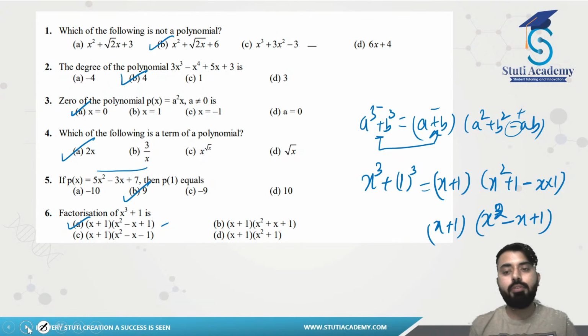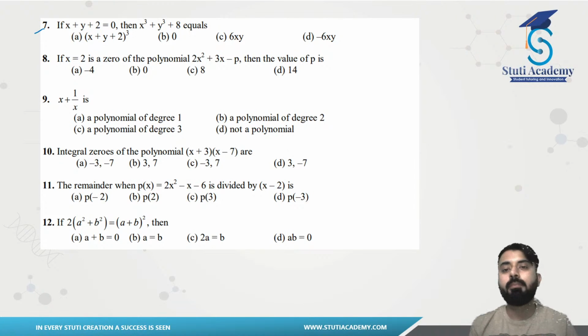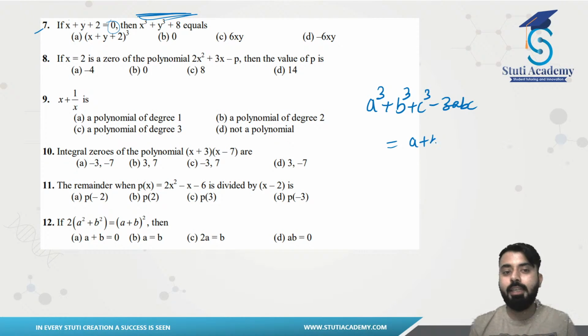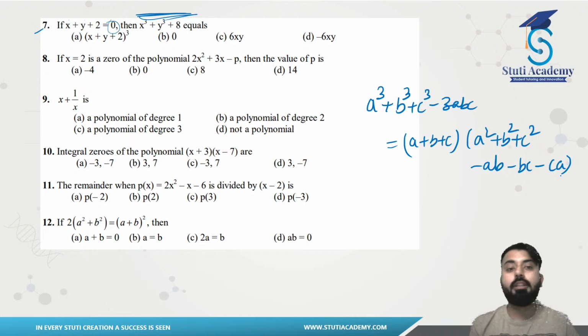Now let's move forward and see our seventh question. If x plus y plus 2 is equal to 0, I have to find its value. Now if I take you back to the identity, we had a cube plus b cube plus c cube minus 3abc, that was equal to a plus b plus c into a square plus b square plus c square minus ab minus bc minus ca, right? That is the identity right there. Now I have been given that x plus y plus 2 is 0. That means this value is 0.